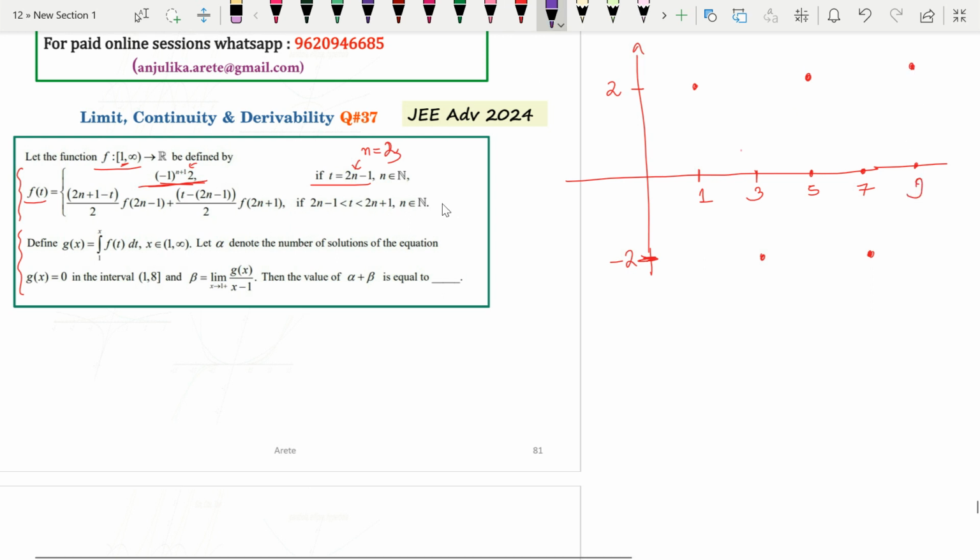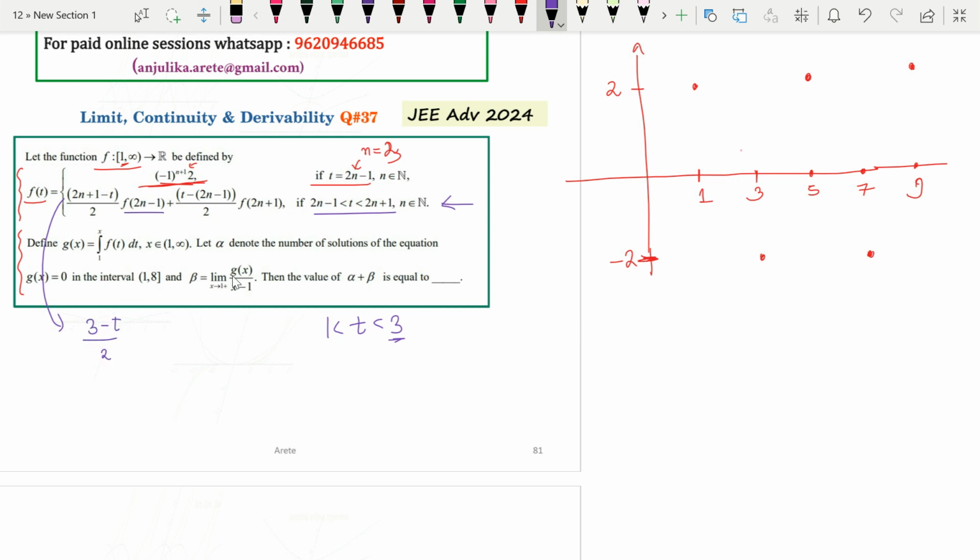Now the other line is telling me what's happening in between two odd numbers. Again, it depends upon which two odd numbers. So let's take the first one, t lying between 1 and 3. See what's happening, t lying between 2n minus 1 and 2n plus 1. Who is 2n plus 1? This guy, right? So instead of 2n plus 1, I'm going to write 3 minus t upon 2.